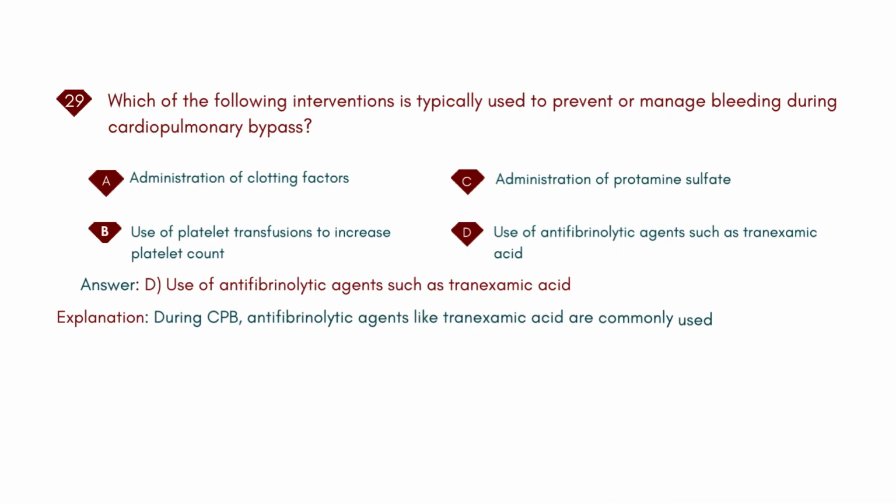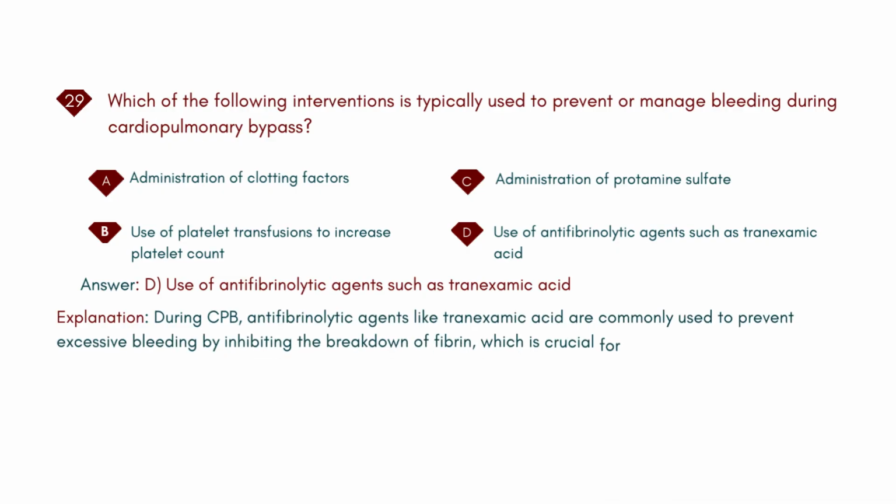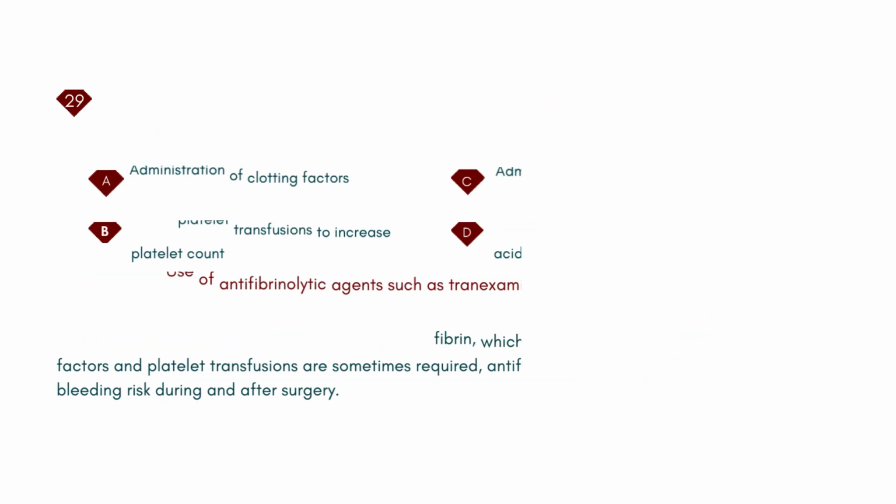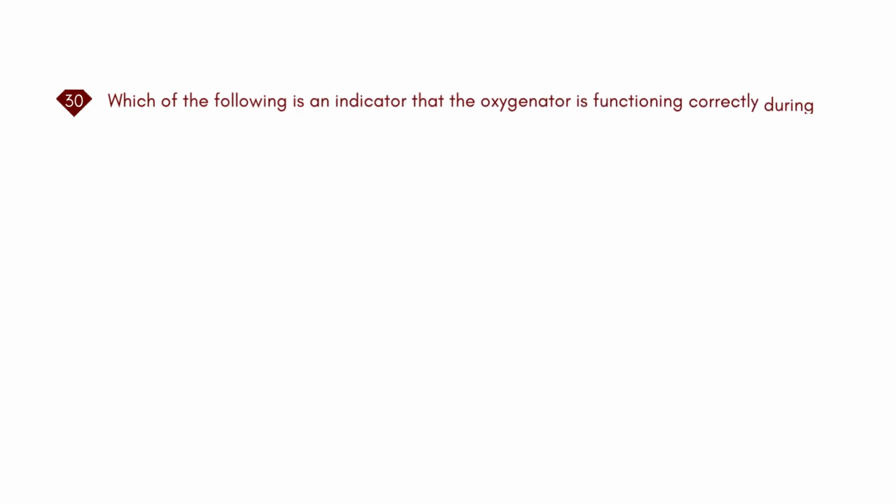Explanation: during CPB, antifibrinolytic agents like tranexamic acid are commonly used to prevent excessive bleeding by inhibiting the breakdown of fibrin, which is crucial for clot formation. While clotting factors and platelet transfusions are sometimes required, antifibrinolytics are specifically used to reduce bleeding risk during and after surgery. Which of the following is an indicator that the oxygenator is functioning correctly during cardiopulmonary bypass?